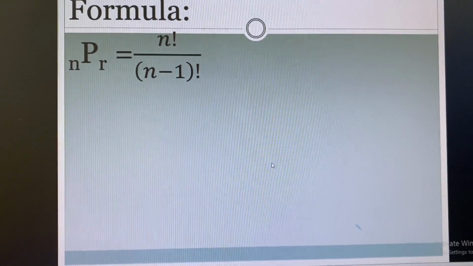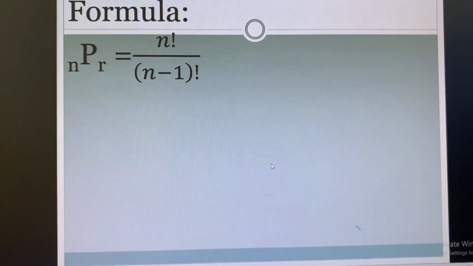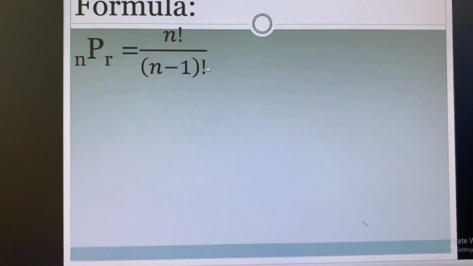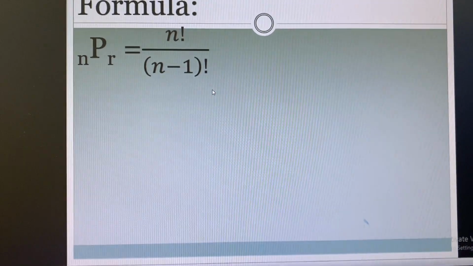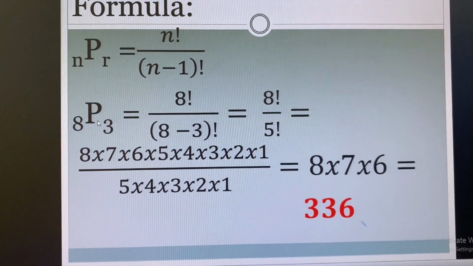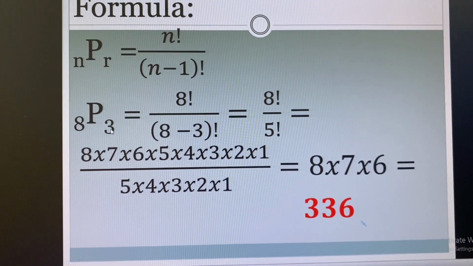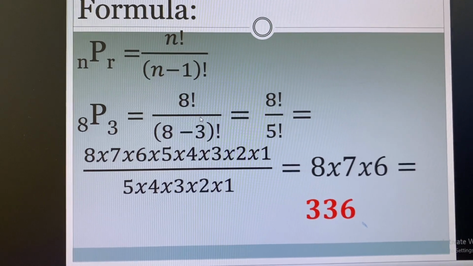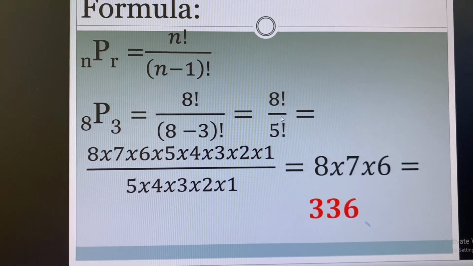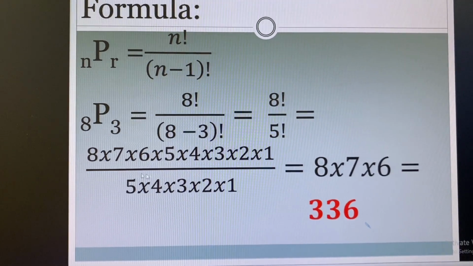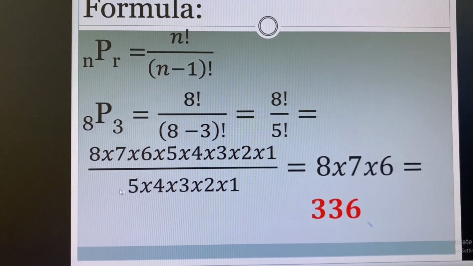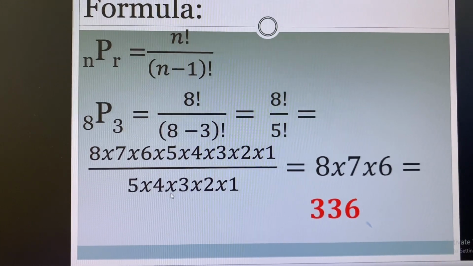Okay, the formula: nPr equals n factorial divided by (n minus r) factorial. And then by substitution, we have now 8P3 equals 8 factorial over (8 minus 3) factorial equals 8 factorial divided by 5 factorial equals 8 times 7 times 6 times 5 times 4 times 3 times 2 times 1 over 5 times 4 times 3 times 2 times 1.